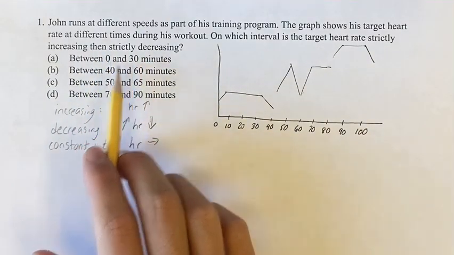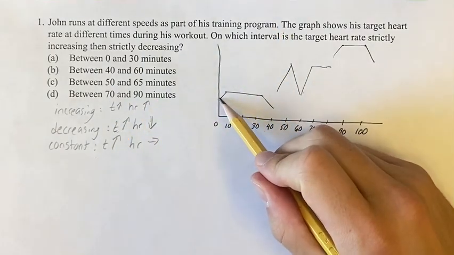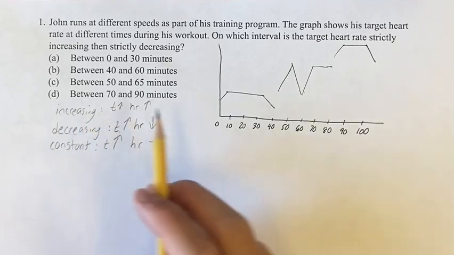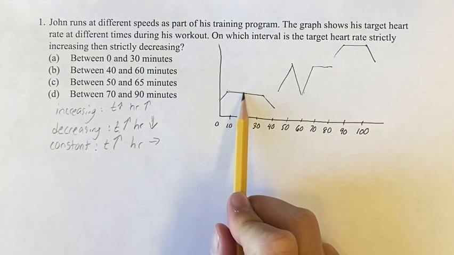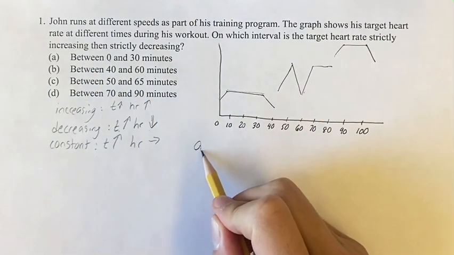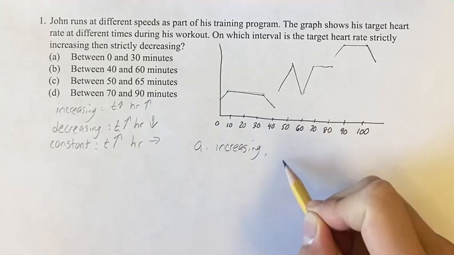So firstly, let's look at 10 and 30. So from 0 to 10, both are increasing at the same time, so therefore we have an increasing heart rate. Then the heart rate is constant from 10 to 30. So for A, we have increasing, then constant.